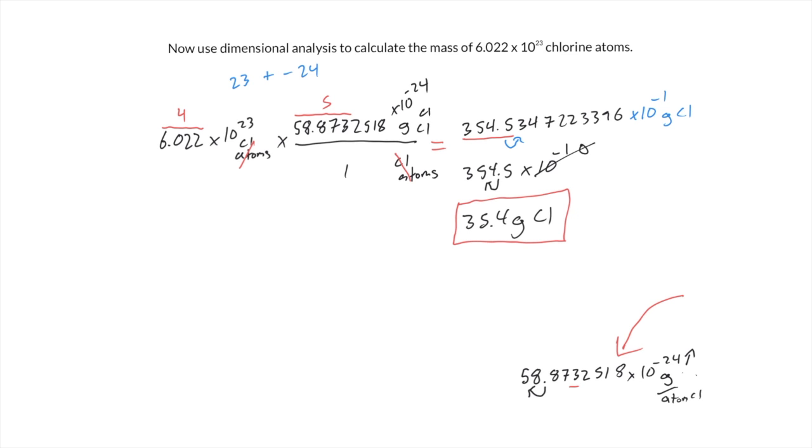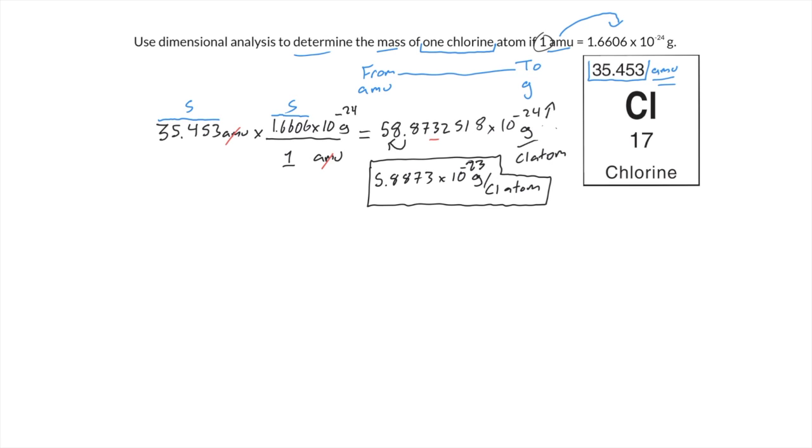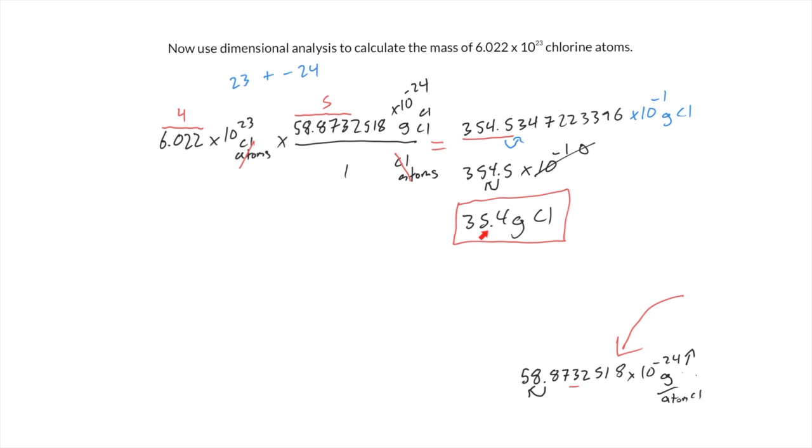Now, let's go back and check something out. 6.022 times 10 to the 23rd chlorine atoms is what we wanted to find out the mass of. It's 35.4 grams. Compare it to our atomic mass. 35.4. It's the same. Same number we started our problem with, but in AMUs. Isn't it? Different number of sig figs.